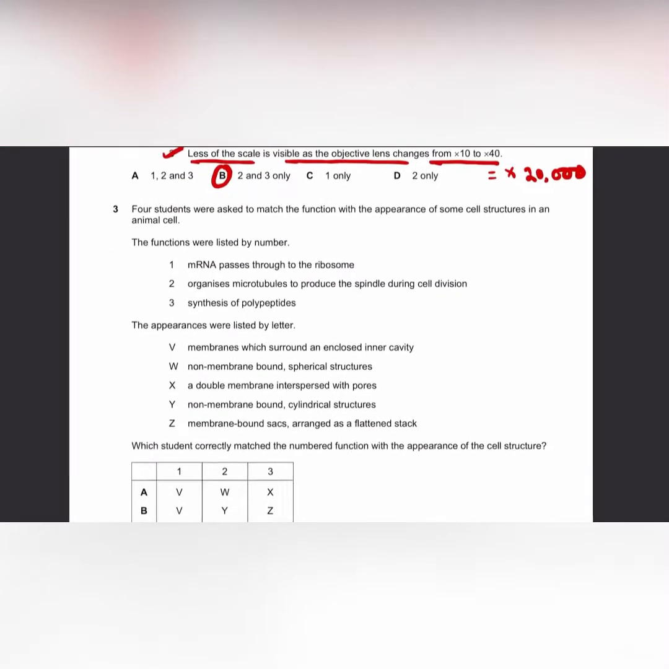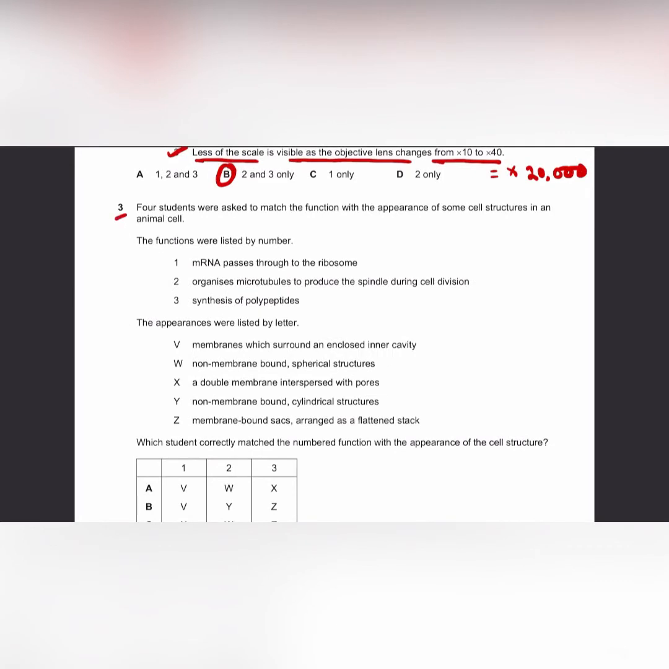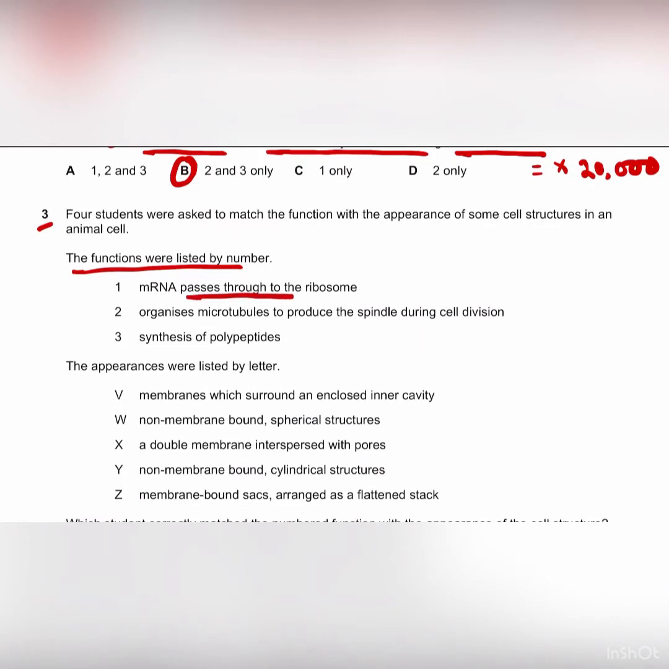Okay, let's move on to MCQ number 3. This is also a good MCQ. 4 students were asked to match the function with the appearance of some cell structures in an animal cell. So what we have to do, we have to match the function with the appearance of some cell structures. Right, the functions were listed by the number. mRNA passes through to the ribosome. So through which structure mRNA passes to go to the ribosome?